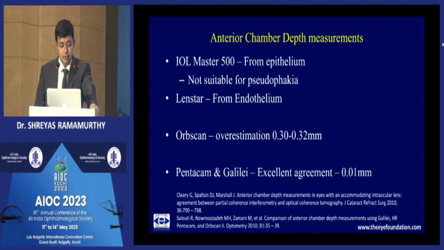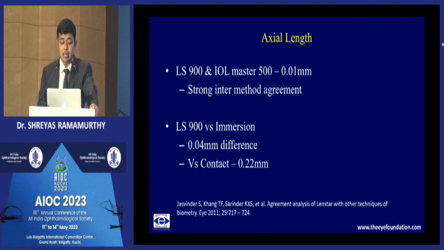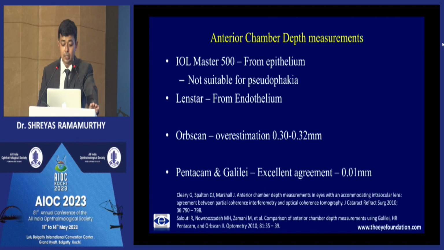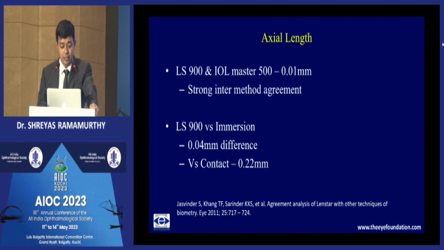Quickly moving on to the other measurements, the anterior chamber depth measurements are very, very important now because the ELP, which is central to most of the formulae which you're using, is also heavily dependent on the anterior chamber depth measurements. The earlier IOLMaster 500 used to measure from the epithelium. Now you have the option of using the endo or the epi as well. The earlier iterations were not very accurate with pseudophakic eyes, but now with the B-scan biometry, you have excellent measurements with the IOLMaster and LenStar as well.